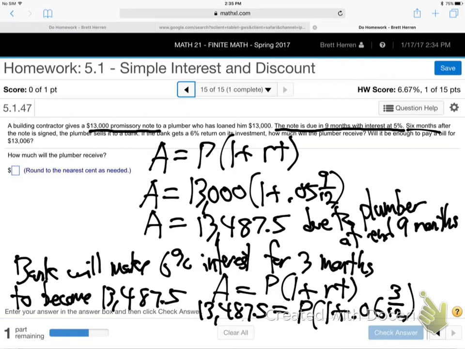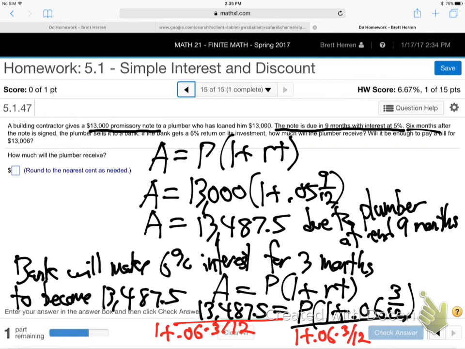We got to divide by the 1 plus 0.06 times 3/12. Divide by the 1 plus 0.06 times 3/12. And you got to put parentheses and all that. It's going to be something lower than 13,487.5. Somebody got it?